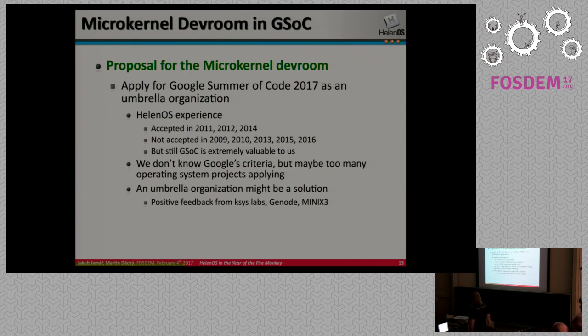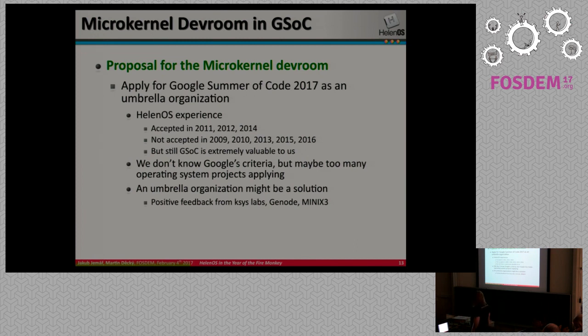But still, we see Google Summer of Code as a very valuable thing for a niche software project, because it really spreads the awareness of the project more than anything else, I would say. As for the ratio between acceptance and non-acceptance, we don't know why we were accepted in some years and weren't in others. Obviously our application was consistent. We didn't just screw up in the other years.